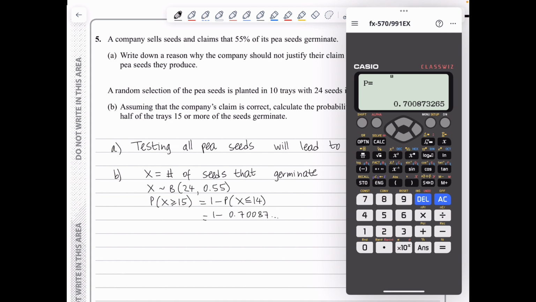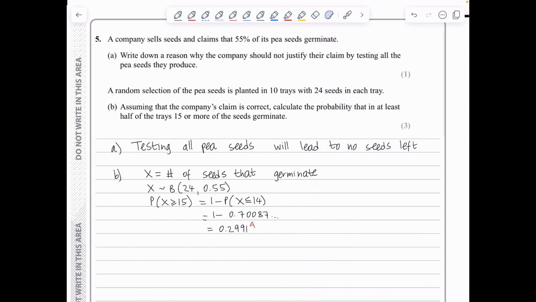0.70087. So I go back to the standard menu. I do 1 minus the ans, which is the answer we just obtained. So this is 0.2991. Now be careful here. This is not the final answer. It's actually a value that I will be using in order to get to the final answer. So I'm going to store this on A, and I'm just going to write an A here.